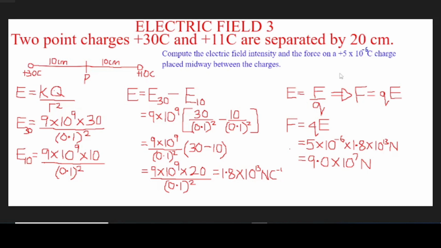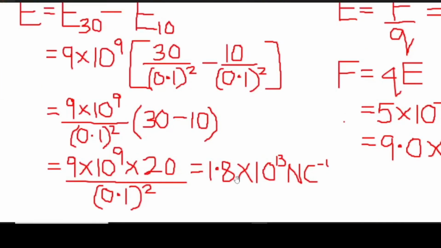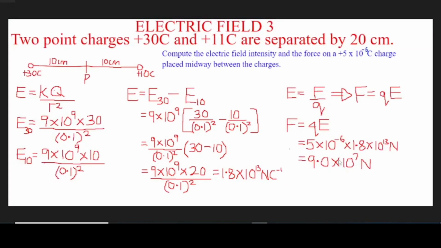So if we now put the charge that we are just putting at point P, which is plus 5 times 10 raised to power minus 6, we put it here, multiplied by the resultant electric field intensity that we just calculated, which is 1.8 times 10 raised to power 13 Newton per coulomb. By the time we multiply it, it will give us 9.0 times 10 raised to power 7 Newton.